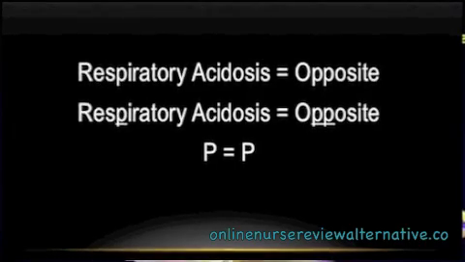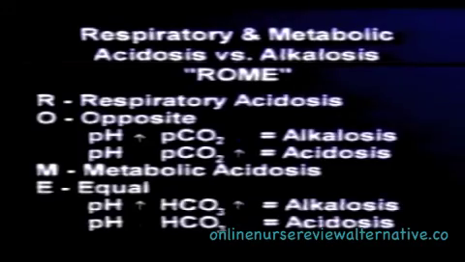Respiratory is opposite. So that means that the pH and the PCO2 in alkalosis will be going in opposite directions. The pH and the PCO2 in acidosis, as you can see on your screen, will also be going in opposite directions. That is very important because it will help you when you're looking at a test question. If you can remember that they're opposites in respiratory acidosis, then you'll be able to remember what you're looking at and pick out whether it's the right answer.